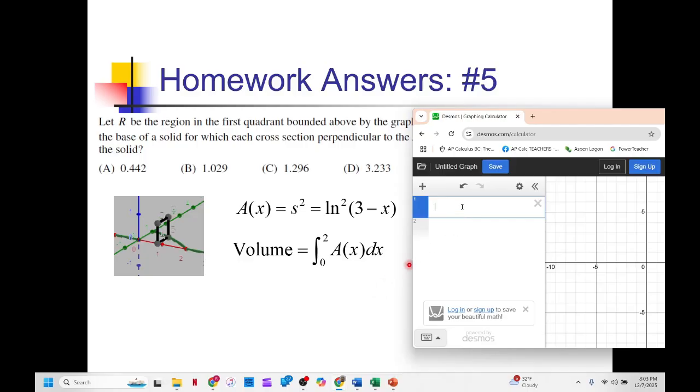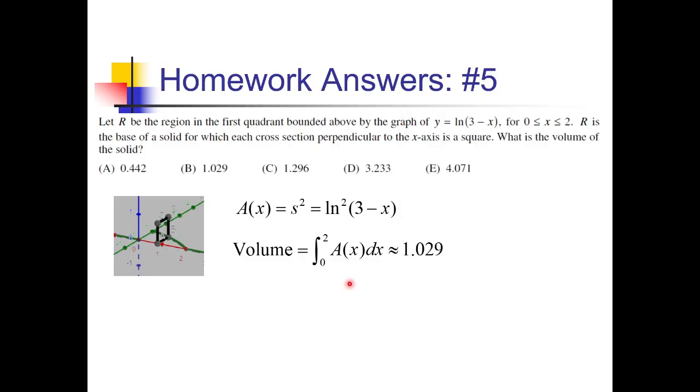So here's my Desmos. Let me do a of x equals, and we'll define that as ln exponent squared, and then 3 minus x. And then let's come down here and do my integral. So integral 0 to 2 a of x dx comes out to about 1.029. And that is going to match answer choice B.